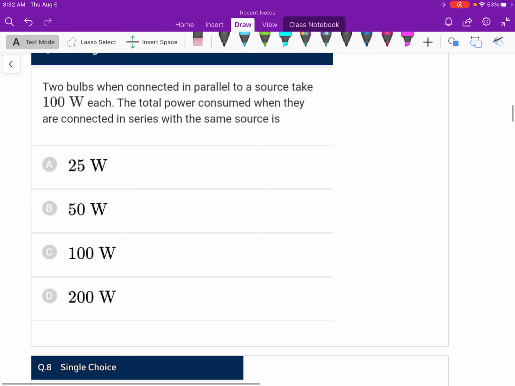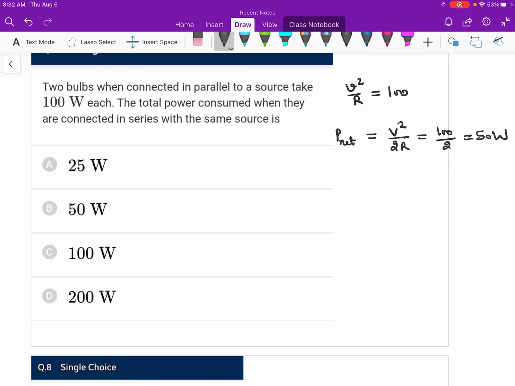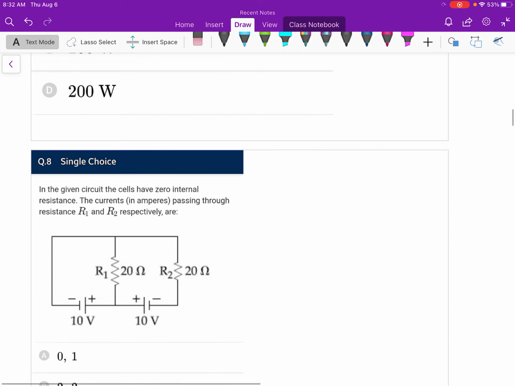Two bulbs when connected in parallel to a source take 100 watt each. So let's say voltage of the source is V and the resistance of each bulb is R. So V square by R is 100. Now the total power consumed when they are connected in series. So in series, P net is V square upon R equivalent. R equivalent is 2R, so V square by 2R. So this is 100 upon 2, which is 50 watt. So B is the correct option.